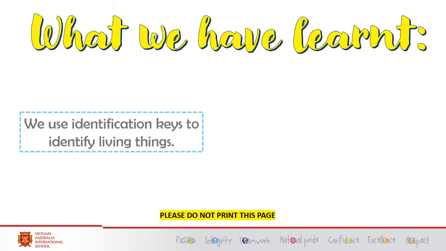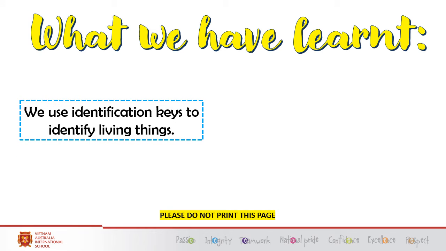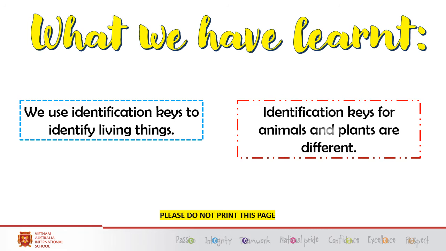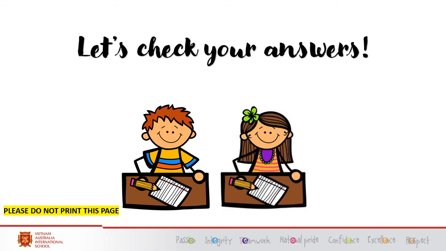What have we learned? We use identification keys to identify living things. Identification keys for animals and plants are different. Now, let's check your answers.